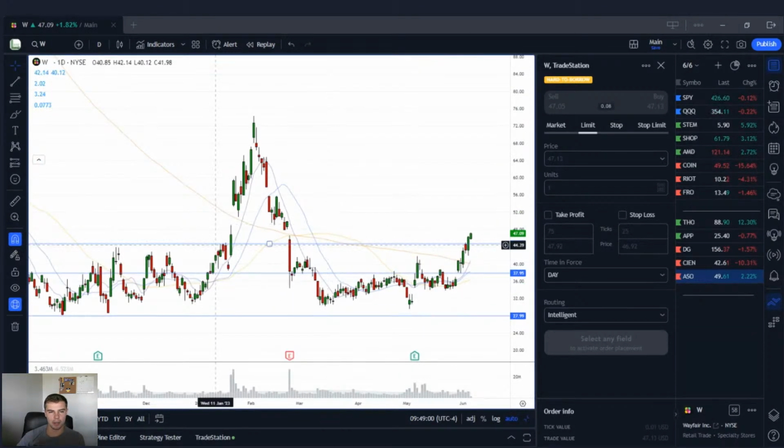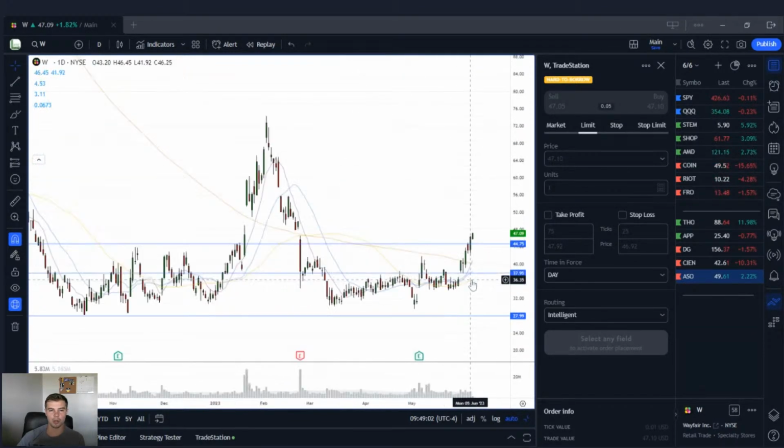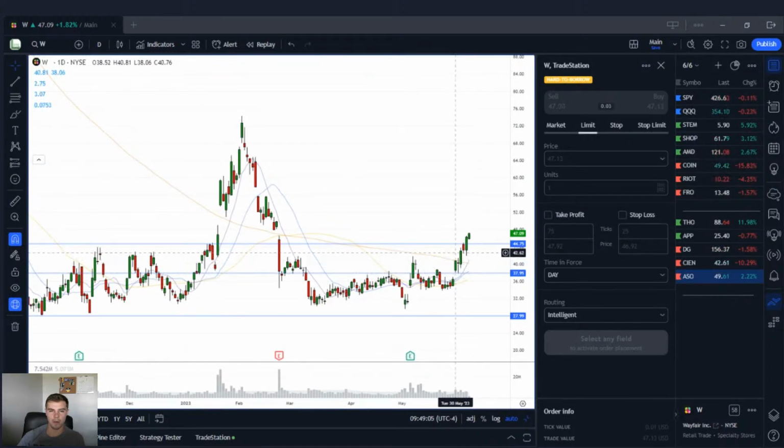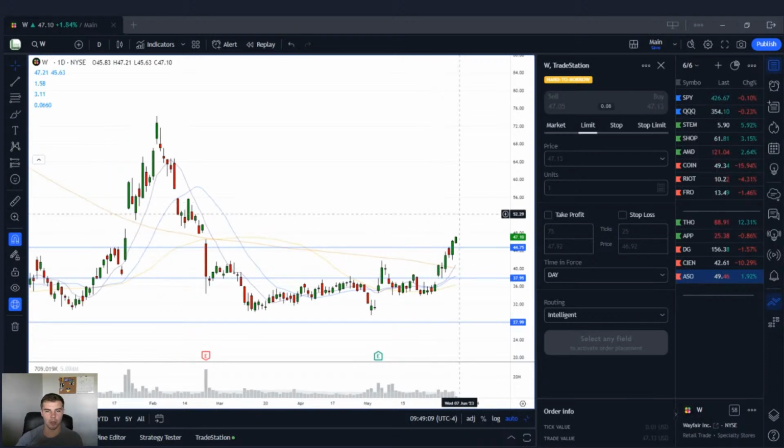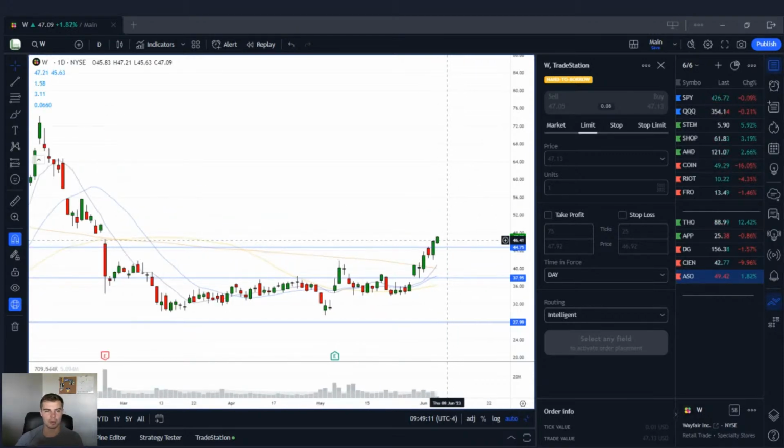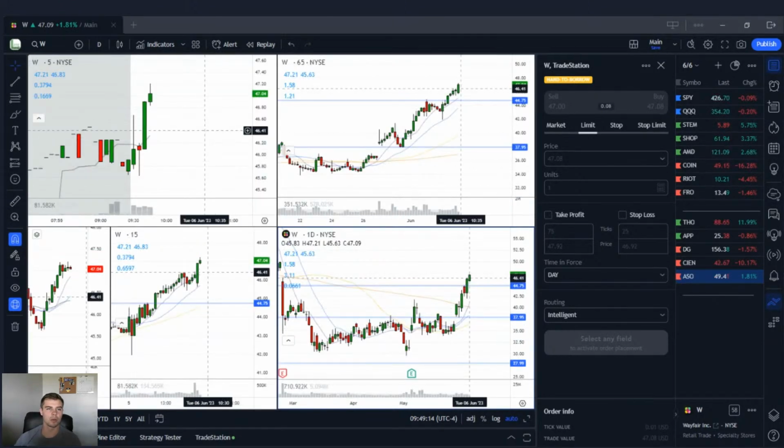You are getting out of this stage 1, maybe a very early stage 2, finally getting over that moving average right there. So yeah, I can definitely see that thing getting up to that $52 area before stopping you out. I like it. Pretty solid there.